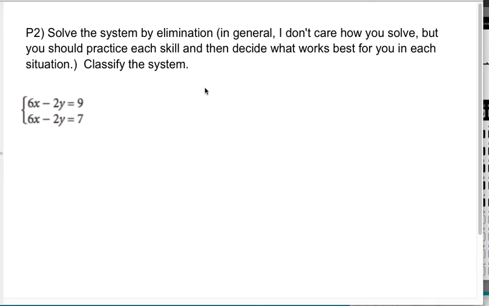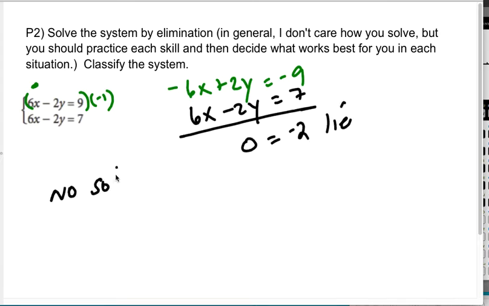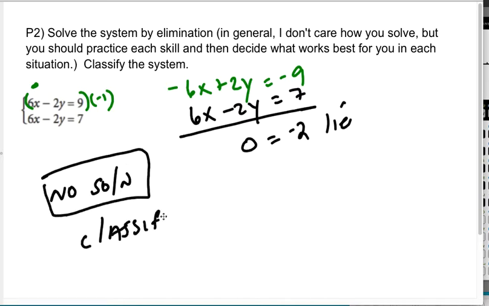Okay, so you're probably noticing the same trick with P2, right? So I'm going to go ahead and choose to eliminate the x's this time. So I'm going to multiply by a negative 1 up top. I'm going to get a negative 6x plus a 2y equals negative 9. My second equation stays the same as a 6x minus 2y equals 7. When I add straight down, I end up with a 0 equals negative 2, which is a lie. So there is no solution. And if I were asked to classify this, which I am, it would be called inconsistent.